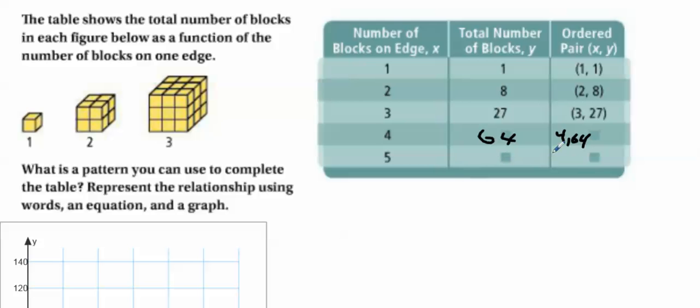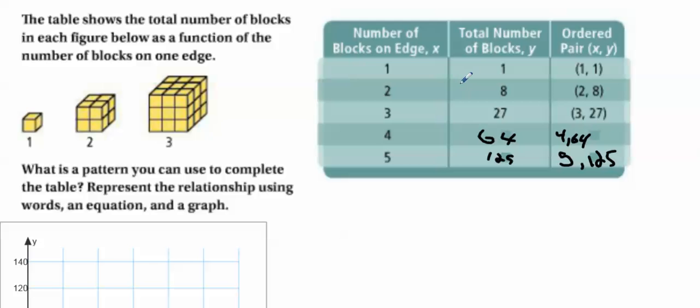And then 5 times 5 times 5, or 125. So then this would be a 5 comma 125. So 5 comma 125. Now you can try to make it like a pattern.